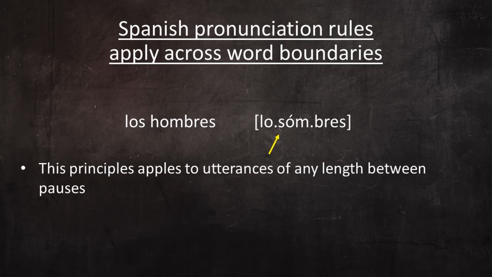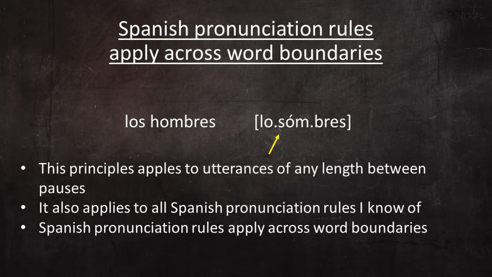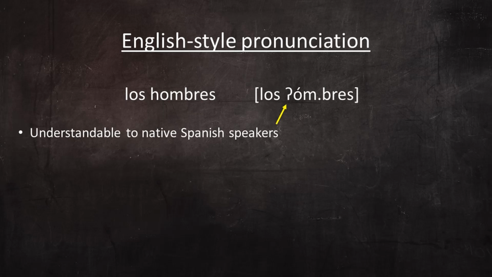And this principle applies not only to word pairs, but larger phrases, whole sentences, utterances of any length between pauses. It also applies to all Spanish pronunciation rules I know of. You hear me say it in most of my videos. Spanish pronunciation rules apply across word boundaries. Now, native English-speaking students of Spanish would probably pronounce this word pair as "los. hombres," with S coming at the end of "los" and a glottal stop at the onset of the second word. And while that would certainly be understandable to native Spanish speakers, it wouldn't sound quite right to them.